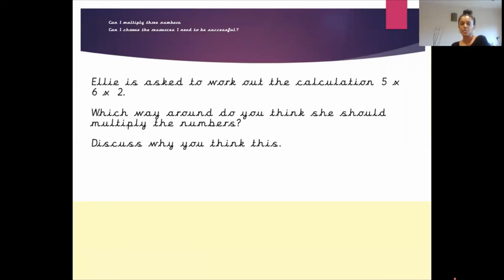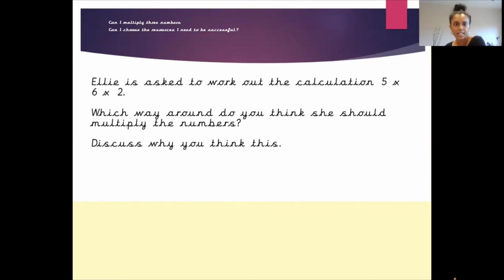Okay, here is a little bit of a challenge question which I need you to answer. So Ellie is asked to work out the calculation of 5 times 6 times 2. Which way around do you think she should multiply the numbers, and discuss why you think this? So it's totally up to you what you think.